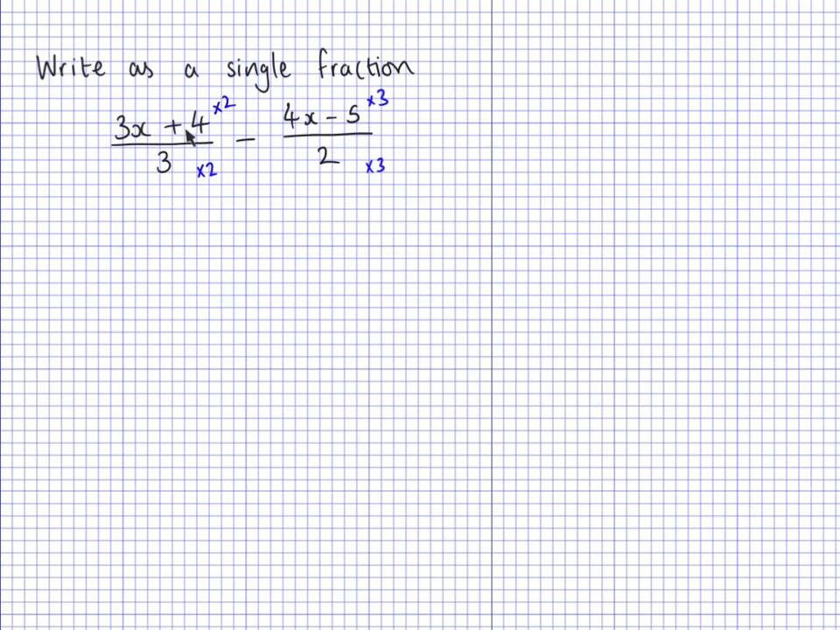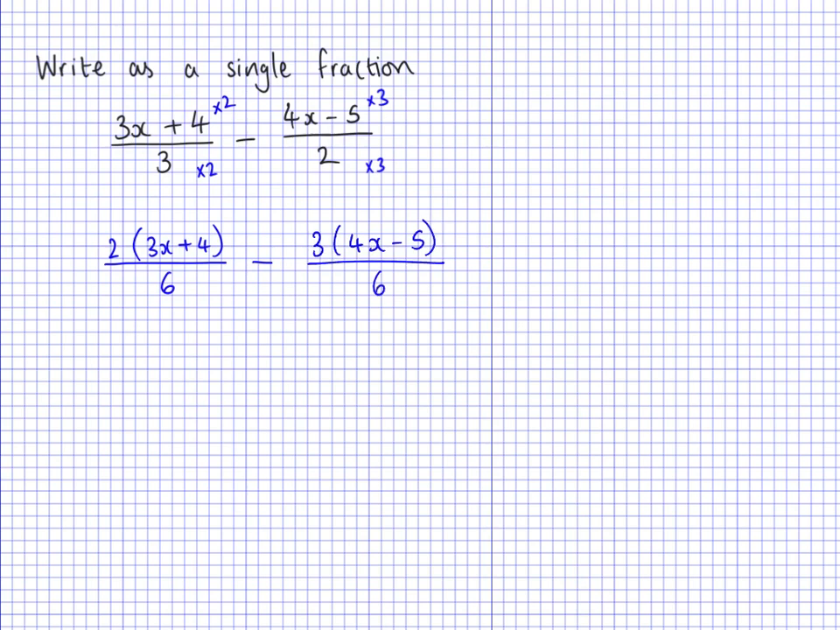Now, this top bit here, I have 3x plus 4. That's 2 terms here. When I multiply that by 2, I will need to write 2 and then in brackets 3x plus 4 to show that I'm multiplying all of it by 2. So 2 times (3x plus 4). And here at the bottom I'm going to have 6. Take away goes there. And again, same thing here. 3 times all of this, so in brackets. So 3 times (4x take away 5). And at the bottom I have 6.